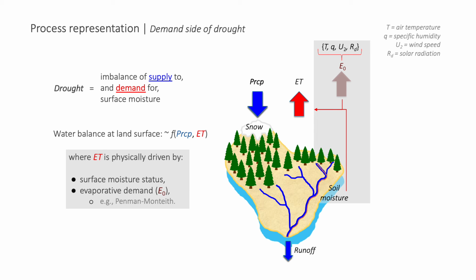Let's briefly touch on a more insidious threat to understanding the implication of climate change on the demand side of drought, that of poor process representation.